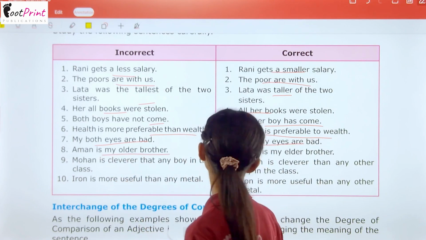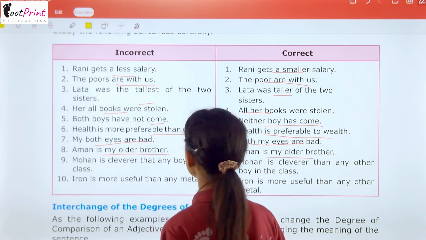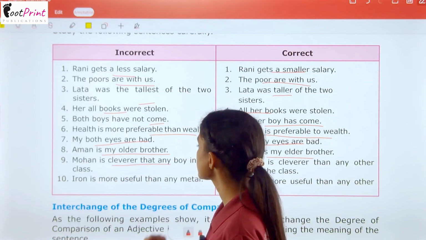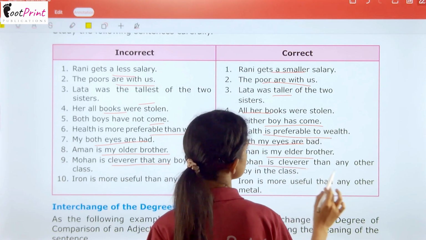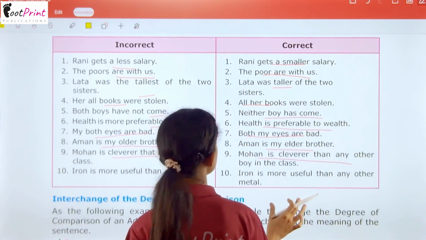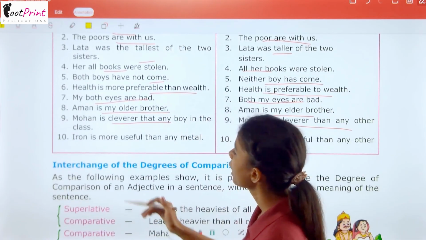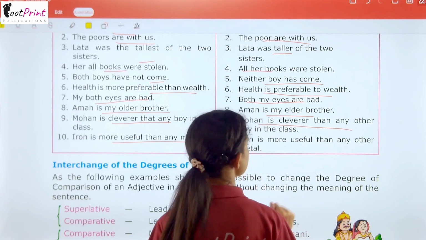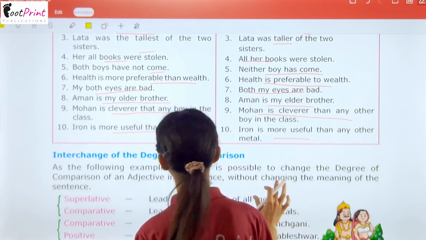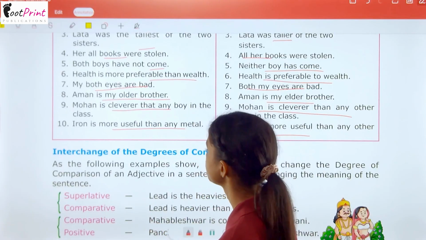Aman is my older brother. Aman is my elder brother. Mohan is cleverer than any boy in the class. Mohan is cleverer than any other boy in the class. Iron is more useful than any metal. Iron is more useful than any other metal.